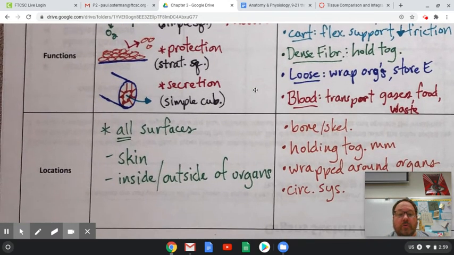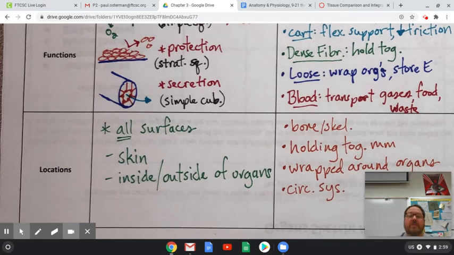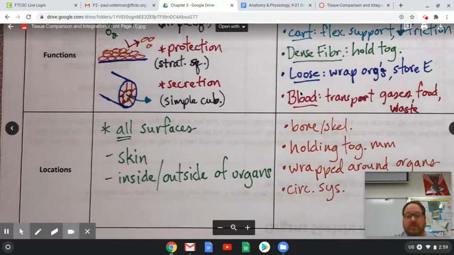Now, where do we find epithelial tissues? Epithelial tissues are found on surfaces of the body. Your skin is a great example, but the lining on the inside of organs and the lining on the outside of organs are all epithelial tissues.